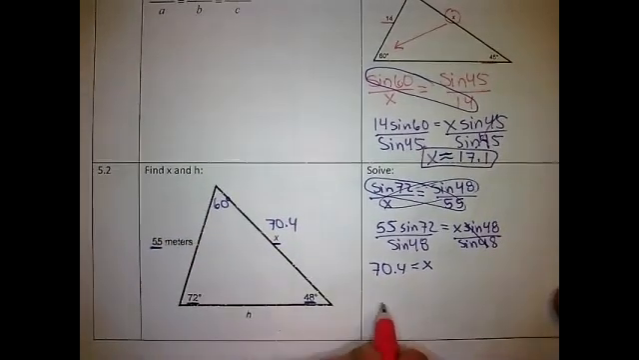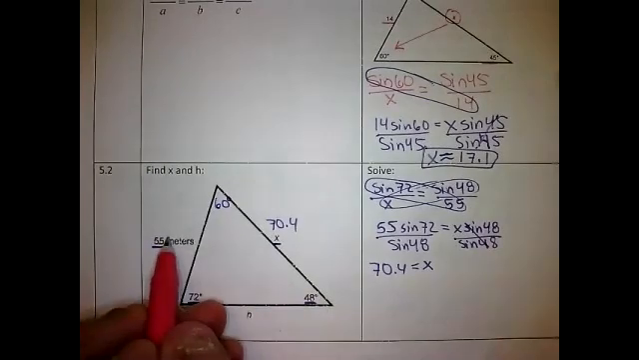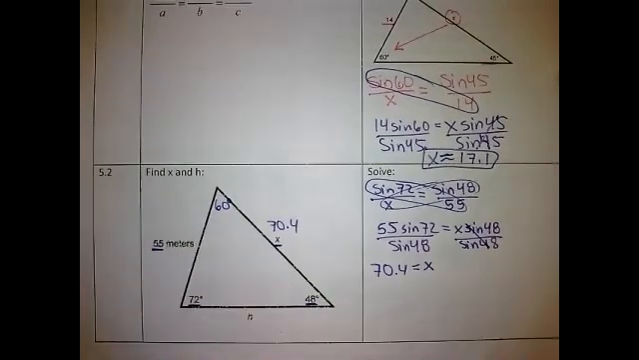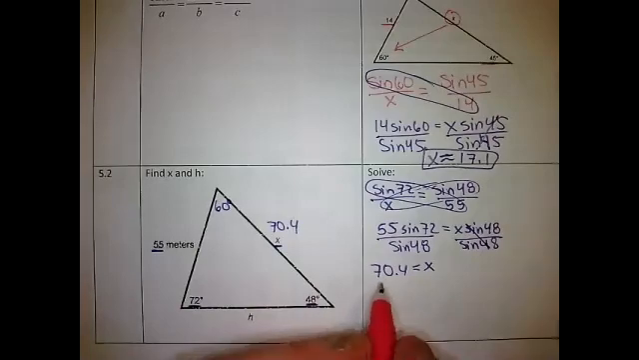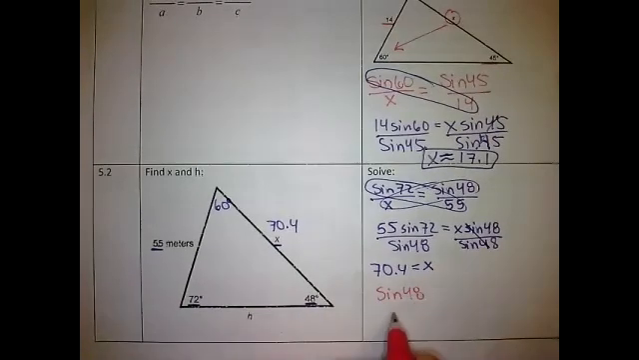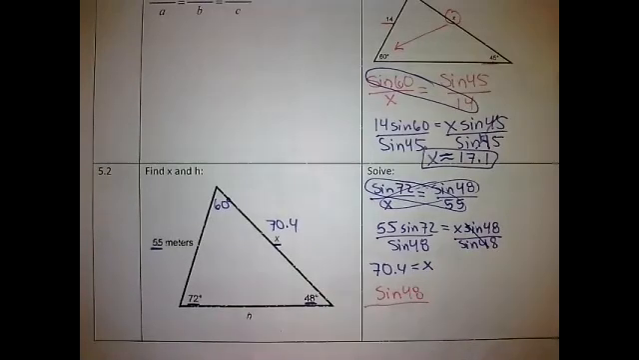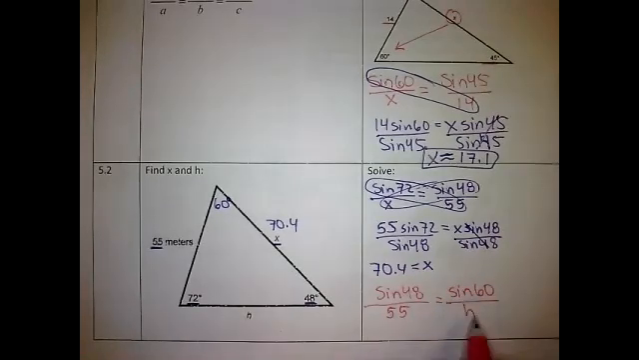Now I'm going to find h. I'm going to do the same thing. If I have one that's already given the angle and the side, I almost always use that because here I've rounded. It doesn't really matter, that's just my preference. So I'm going to use sine of 48 over 55 equals sine of 60 over h.